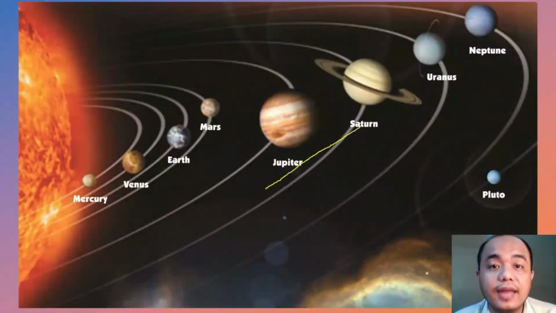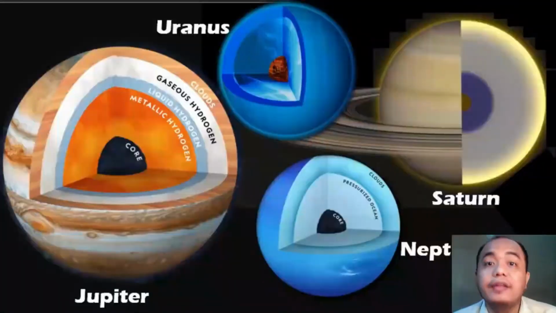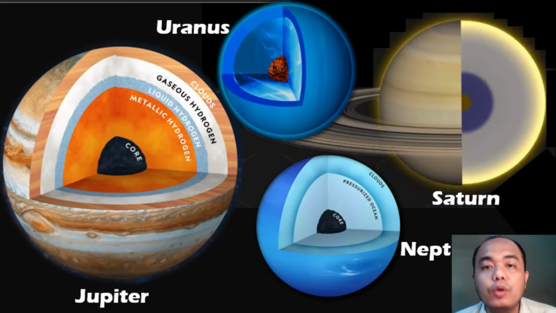Now, the outer planets, class, are farther away from the sun. These are also planets which are larger in size and made up mostly of gases. These planets include Jupiter, Saturn, Uranus, and Neptune. And these are sometimes called Jovian planets or gas giants. They are called Jovian planets or gas giants because they are very large and are mostly made up of gas. They are huge planets, class, with a dense core wrapped by thick gaseous materials.